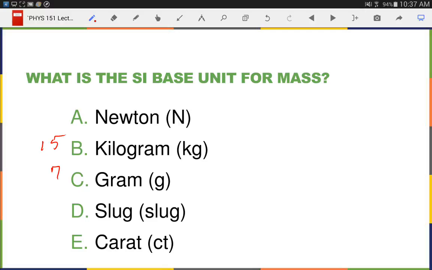You know, honestly, I don't know what a carat is. I know they use them like in gyms. The slug, has anybody, in your reading or your reading quizzes, learned about the slug? Well, what is the unit of force in physics? The SI unit of force? Newton. I say in physics. Yeah, that was bad. This here is the SI unit for force.